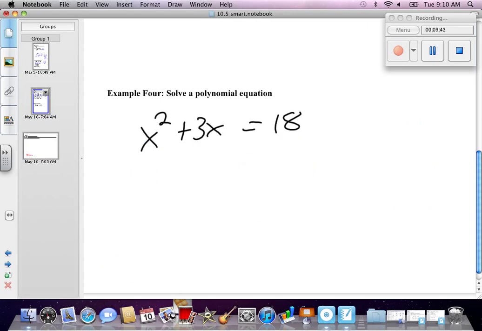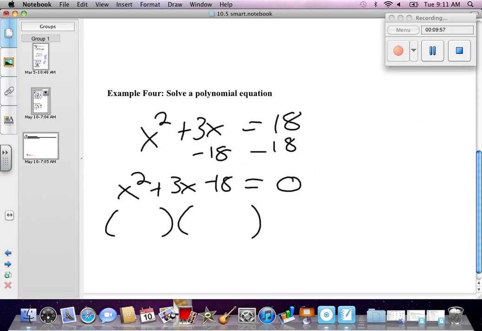This doesn't look like the right thing. What do I do? Subtract what? I'm going to get 0 on this side, and I get x squared plus 3x minus 18. I want you guys on your own to try to factor this. What two numbers multiply together to give you negative 18, but add together to give you a positive 3? List all your factors, then pick the right one.